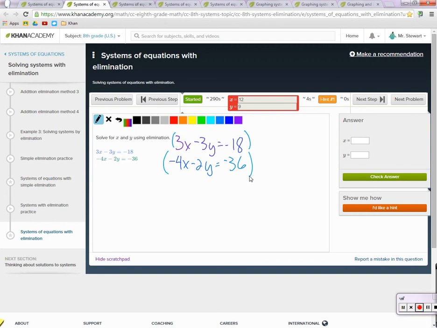Well, I'd say you need to use the y's. It just seems easier. The y's are easier, a little bit. It makes the numbers lower. So the numbers are lower. Okay. So make the negative 3 a positive. Multiply this by a positive 2. Yep. And then that one by a negative 3.